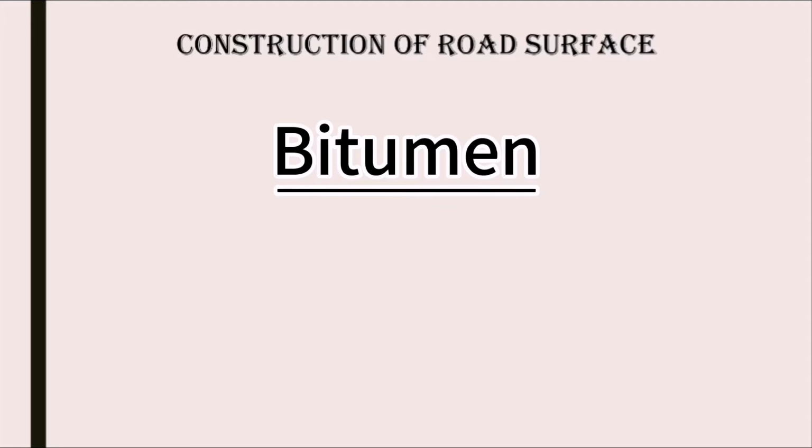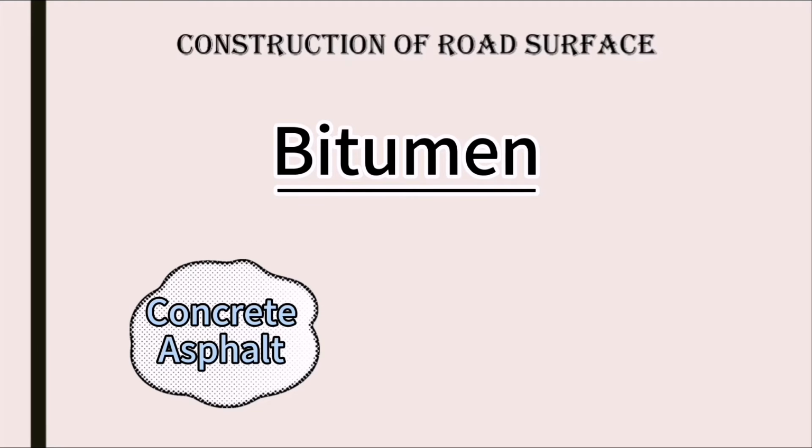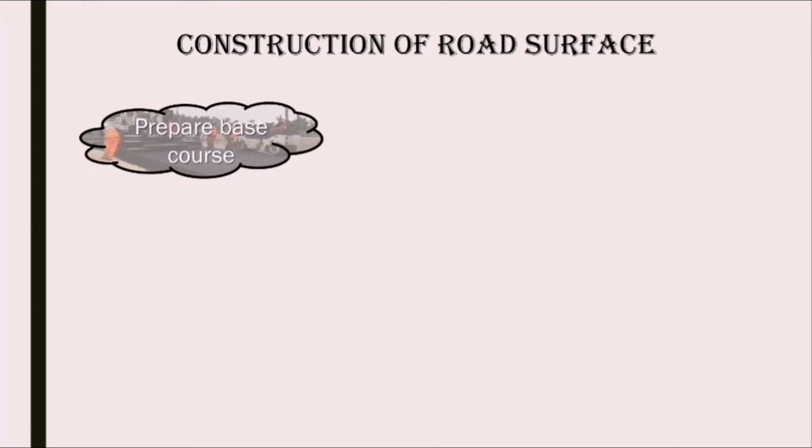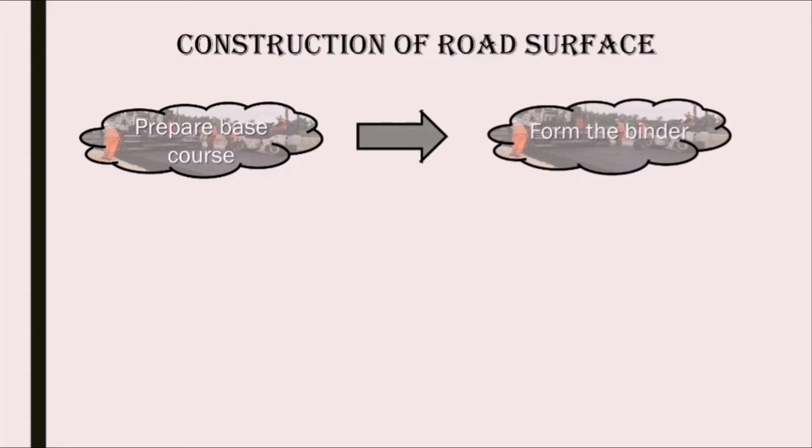The last step is construction of the road surface. The material used for the road surface is bitumen. The types of bitumen are such as concrete asphalt, macadam bitumen, and so on. The base course is prepared before the surface layer starts to be constructed. Then the binder between the road base and the base course is formed when the road base surface is filled with the prime coat at a specific temperature. Then the base course is formed by using a paver machine with 1 layer only.